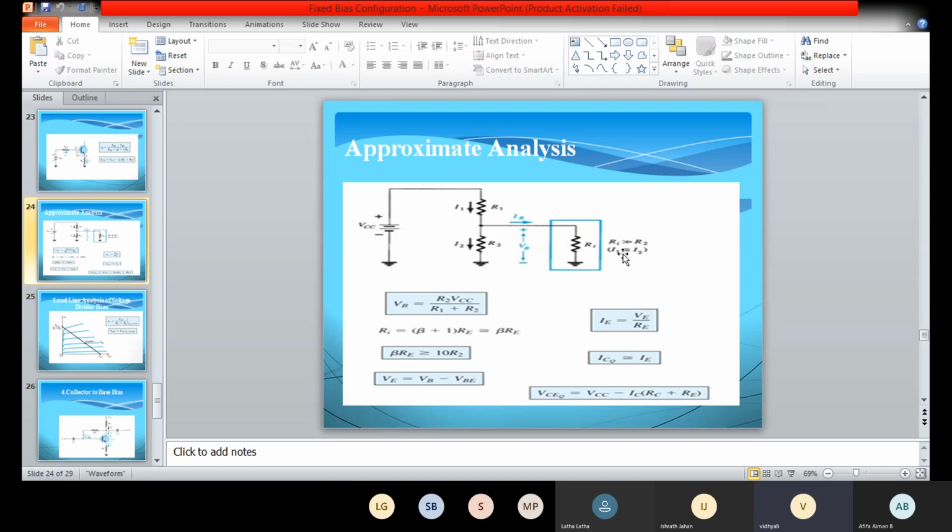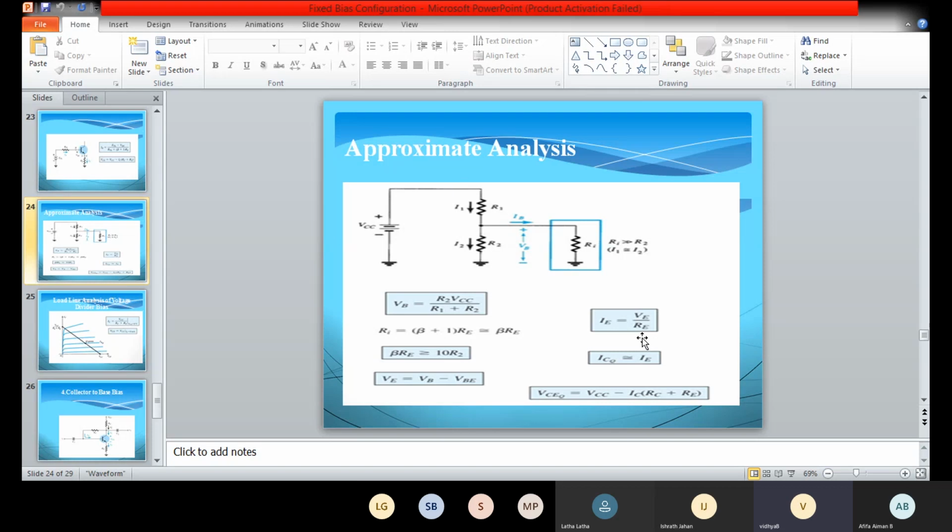If we solve that one, we will get Ri is equal to (beta plus 1) into Re, that equals beta into Re. What about Vb? Vb is equal to R2 into... Vb is nothing but Vth. Vb is equal to R2 Vcc divided by R1 plus R2. So Ri is the equivalent resistance between ground and base. (Beta plus 1) into Re equals beta Re.